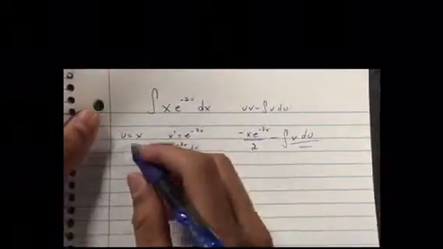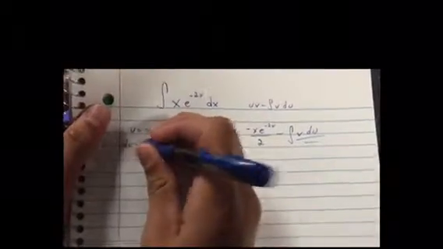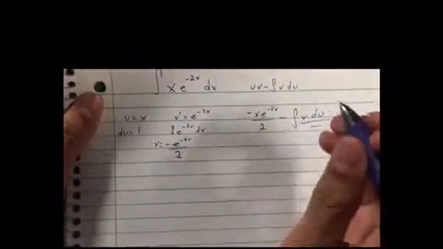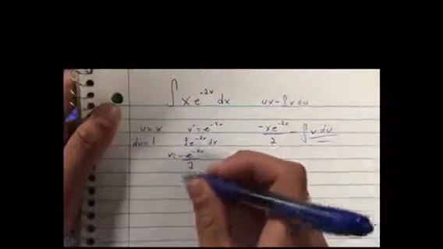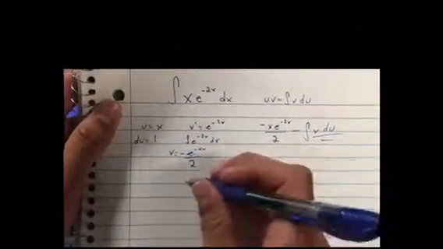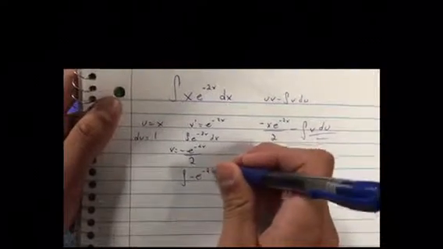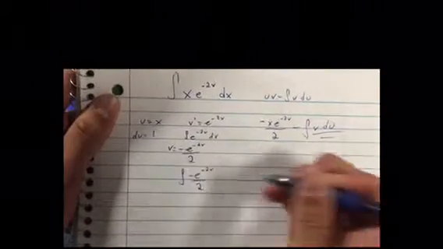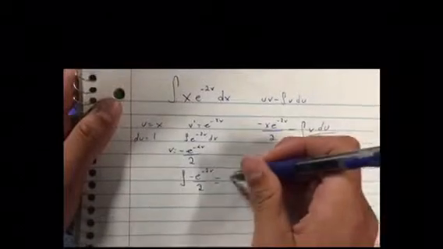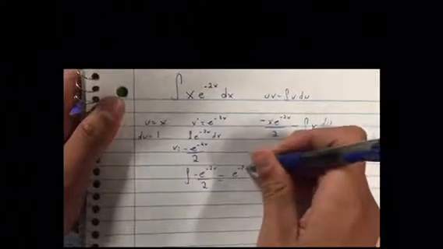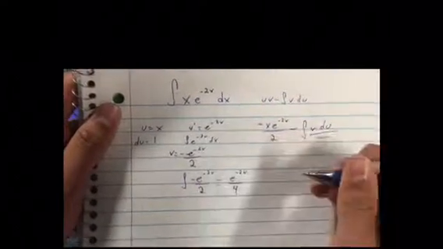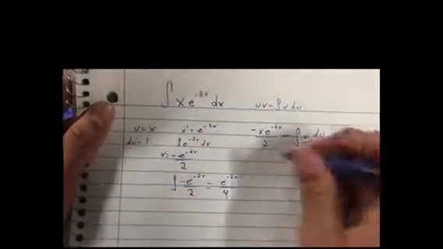So the derivative of u would just be 1. It's an easy one. And we have to integrate v again. So we took it the first time, we should do the same thing over again. So the integral of negative e to the negative 2x over 2 would just be e to the negative 2x over 4. And now you just plug it in, you'll get your answer.